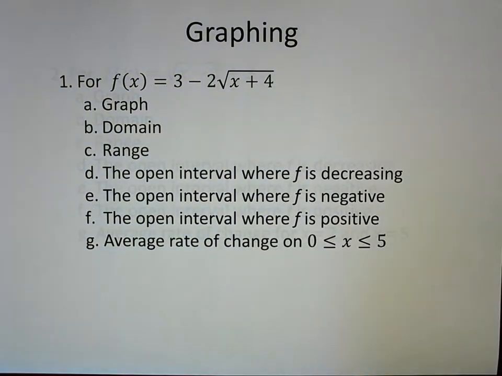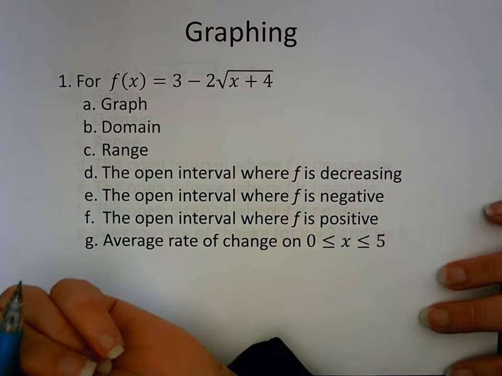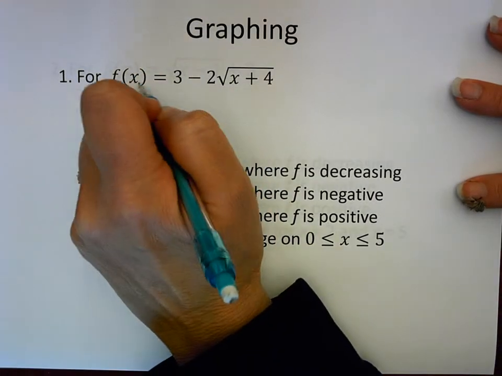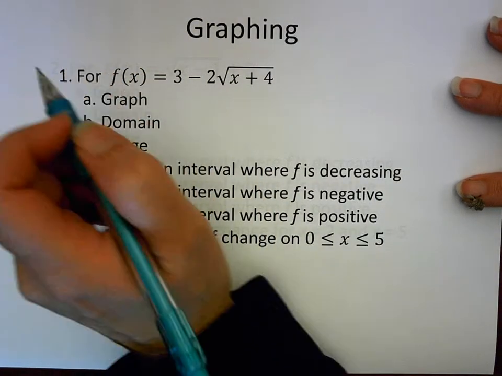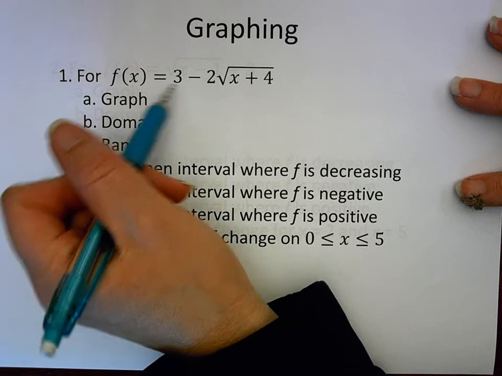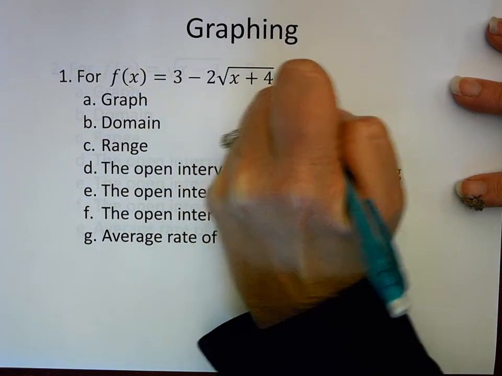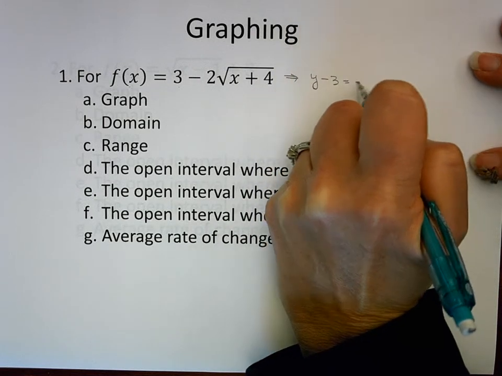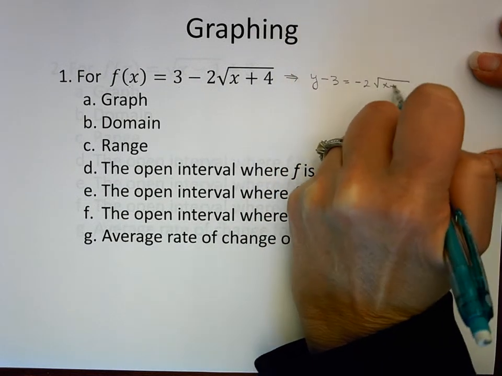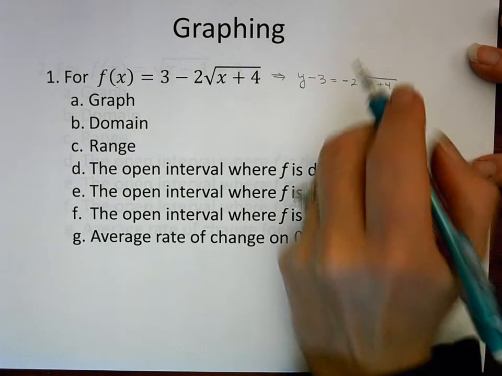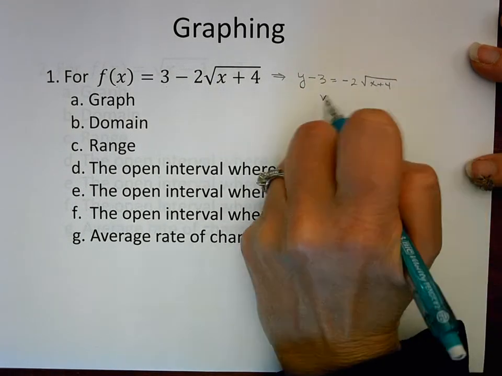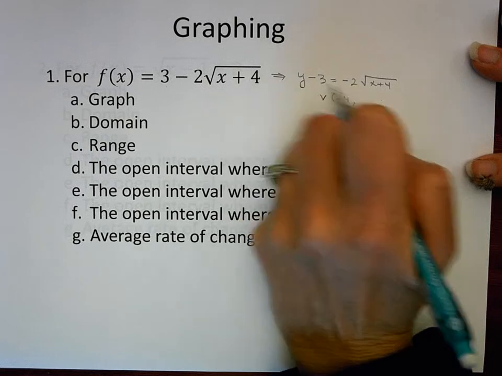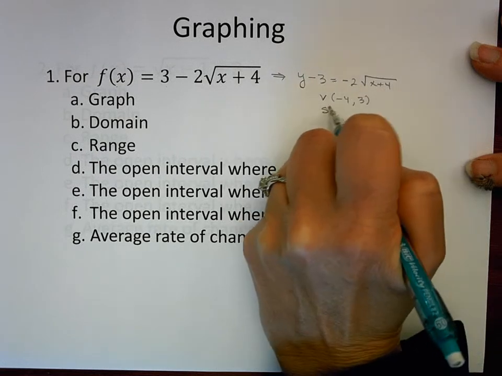So for this one right here, this is where you have to do everything, right? You got to know everything about this graph. So we're going to just put it in standard form first. So f of x is the same as y, so instead of f of x, I'm going to go ahead and use the y. So I'm going to subtract 3. So y minus 3 equals -2 root x plus 4. So my vertex, I take -4 and +3. And then my stretch is -2.